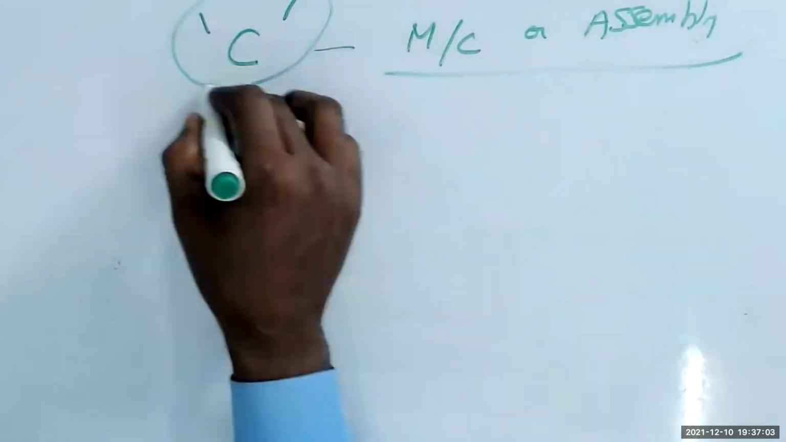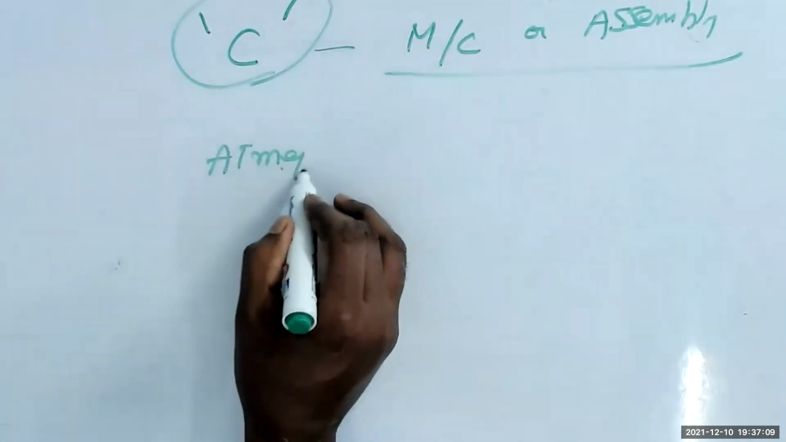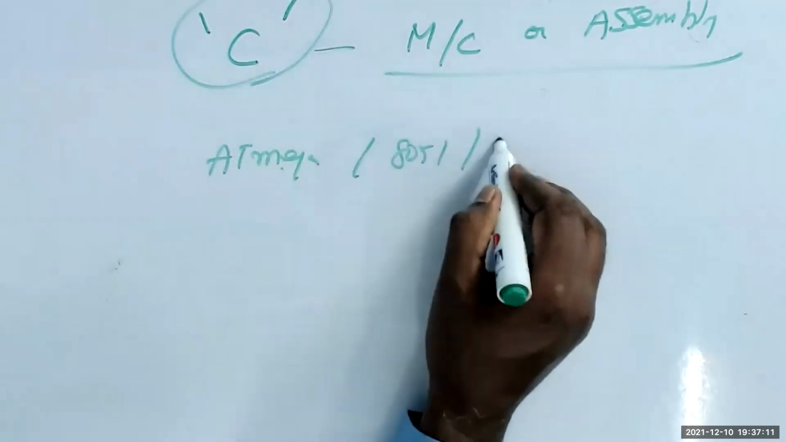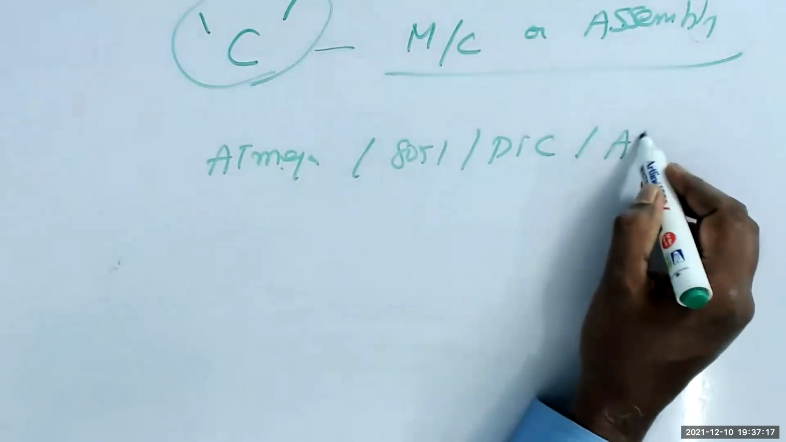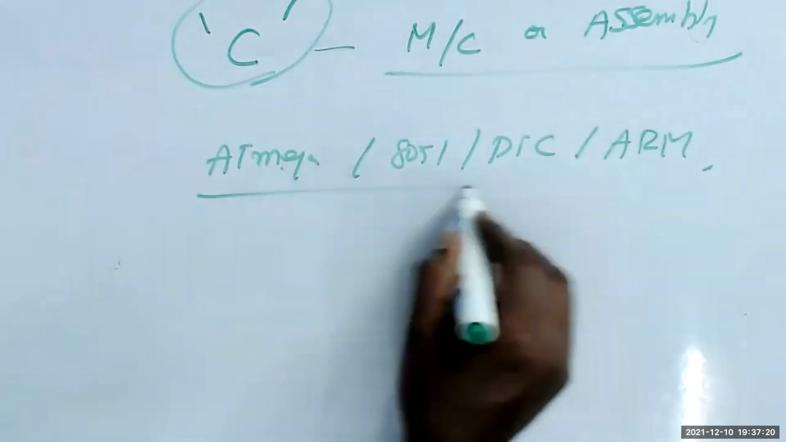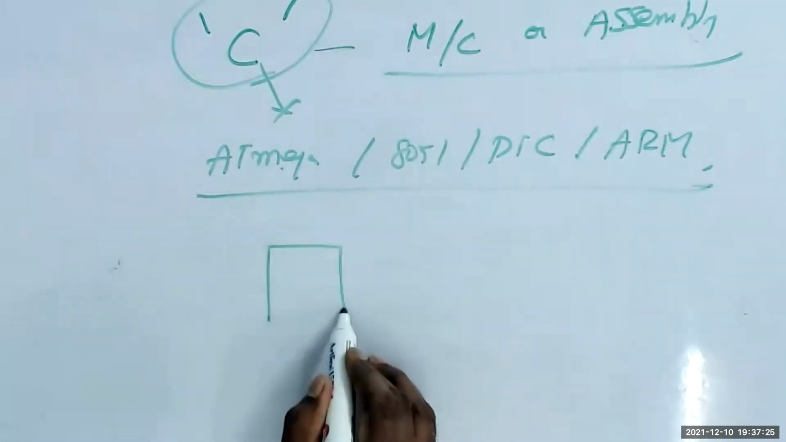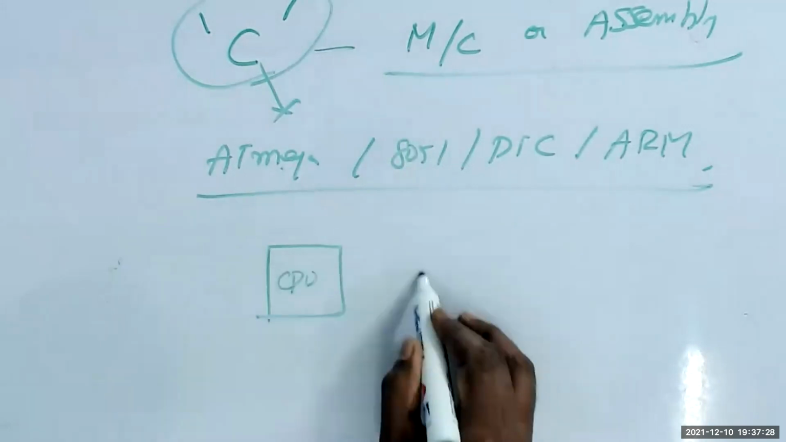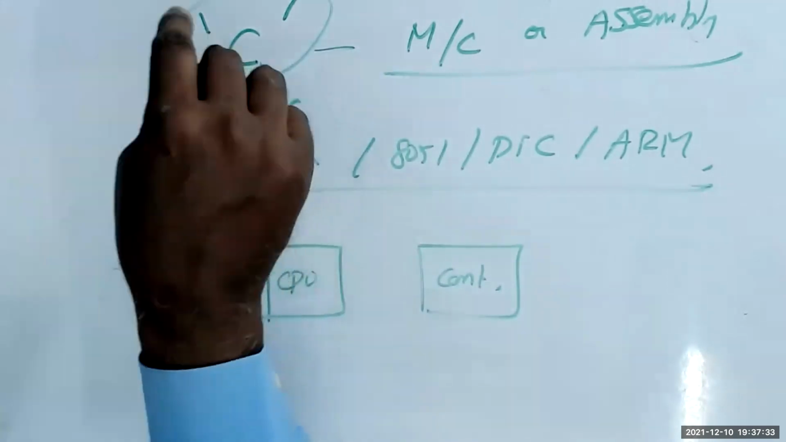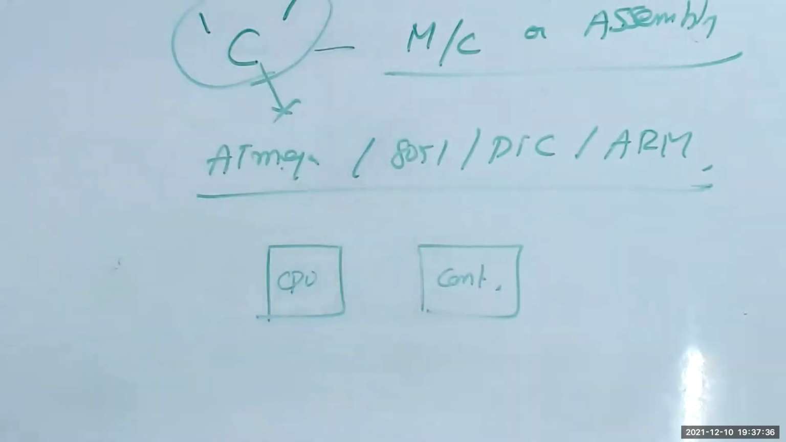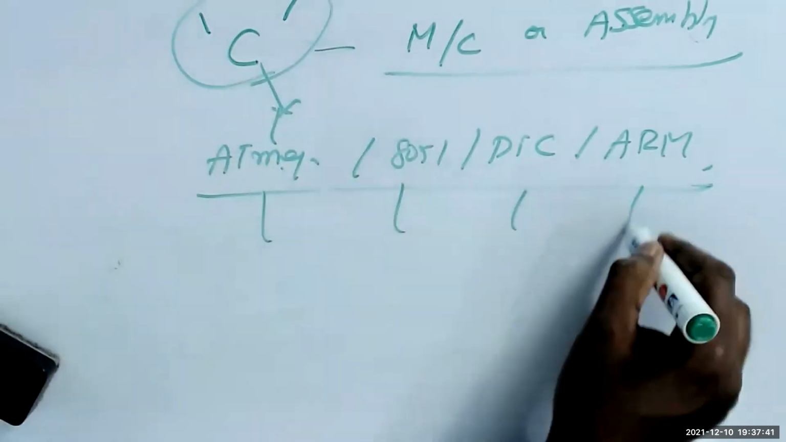You're writing in C. Whether it is Atmega or 8051 or PIC or ARM, all are the same, because you're going to see. Each and everything has two parts, CPU and controllers. Please understand, when you write a program in C and compile it on any of the compilers, it will work.